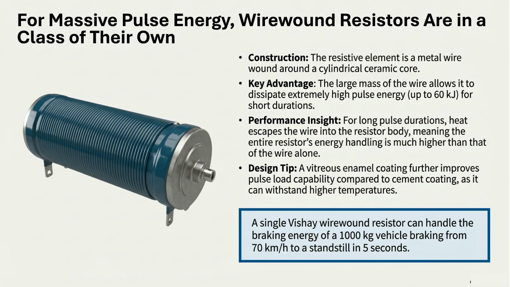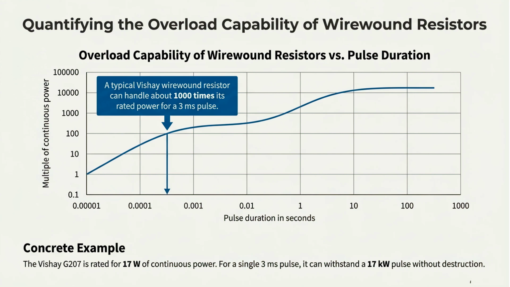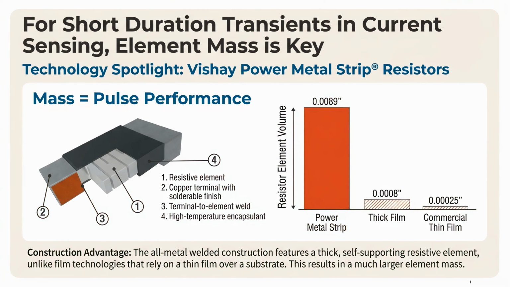For massive pulse energy, wire-wound resistors are ideal. Their large metal wire mass and ceramic core allow them to dissipate extremely high pulse energy for short durations. A vitreous enamel coating further improves pulse load capability. Wire-wound resistors offer exceptional overload capability. A typical Vichy wire-wound resistor can handle about 1,000 times its rated power for a 3 millisecond pulse, showcasing robust performance against short-duration transients.